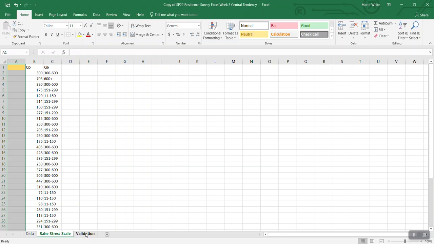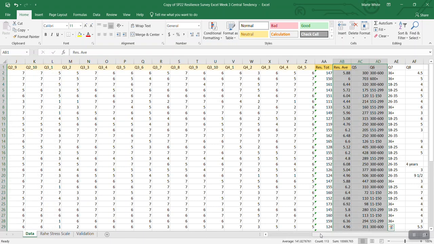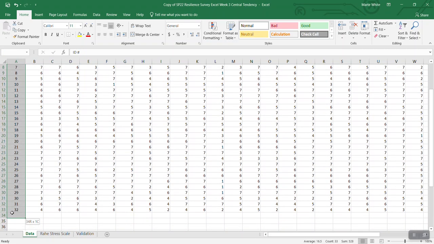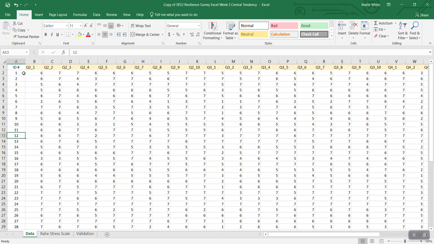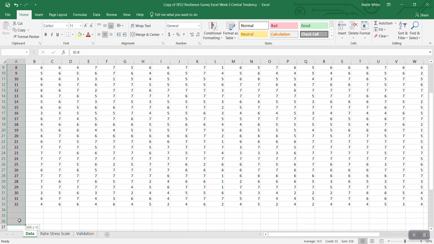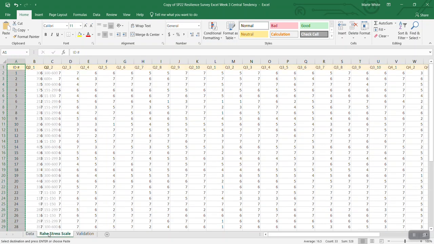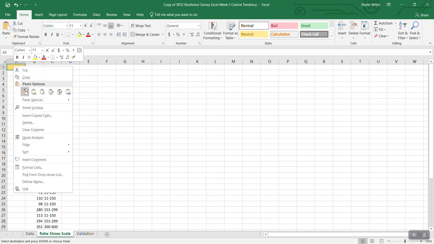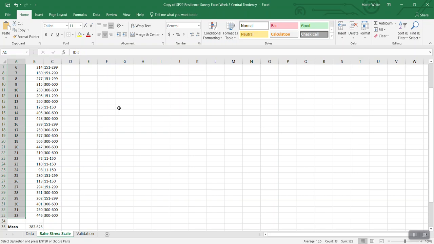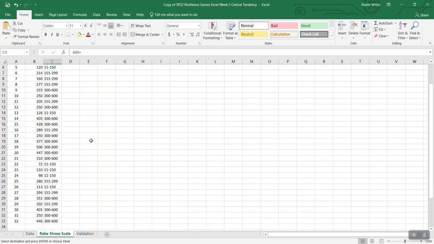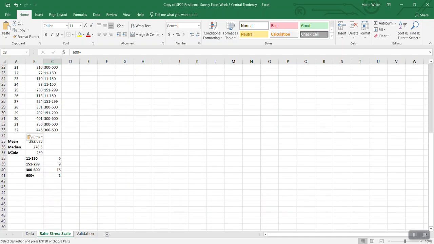So go back to your validation, to your data sheet, and copy the IDs all the way down for all your, oops, I didn't get all of them, so let's do it again. Copy, go back to the resiliency scale, and let's paste them here. Now we have our participant numbers, the stress scores, and the stress categories. We have the mean, the median, the mode. We have the different categories. So we can go back to the data sheet.